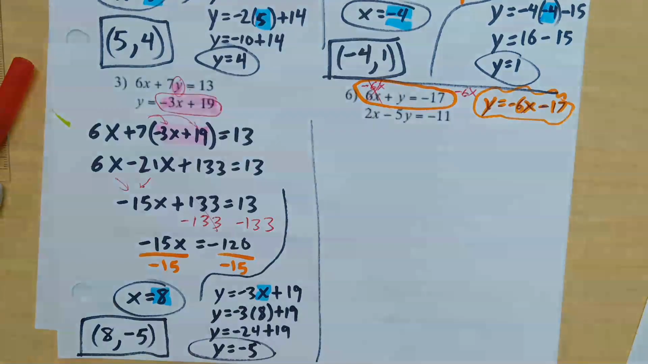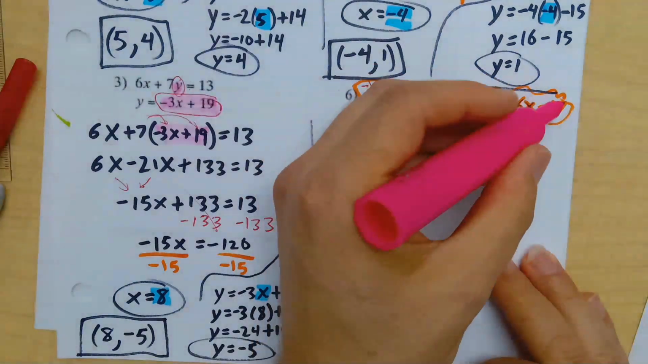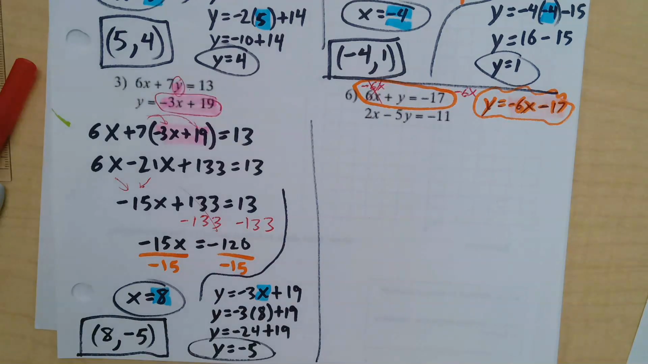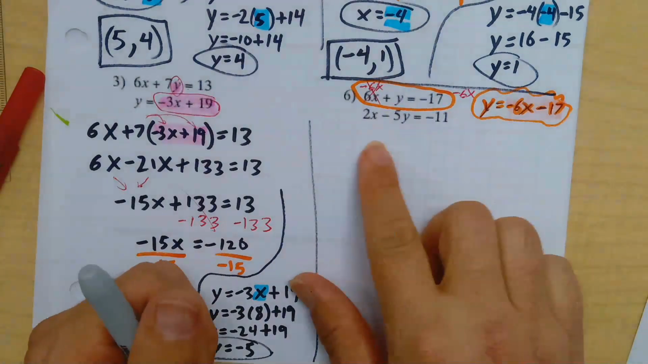Okay, and then the pink stuff is this over here. Okay, I need a new pink marker. Okay, so now I'm going to rewrite the second equation.